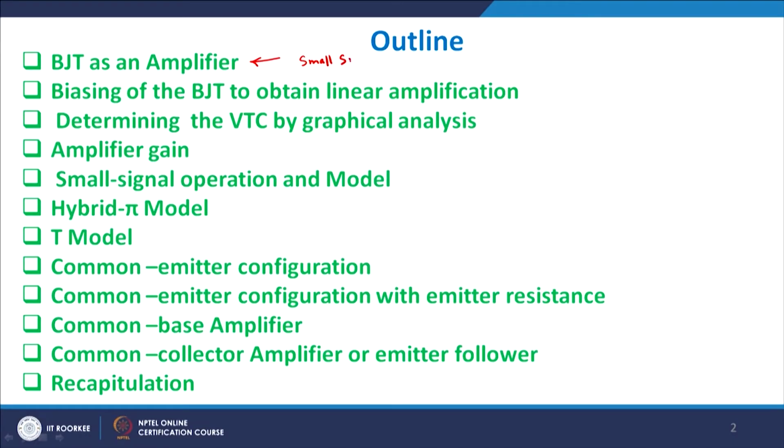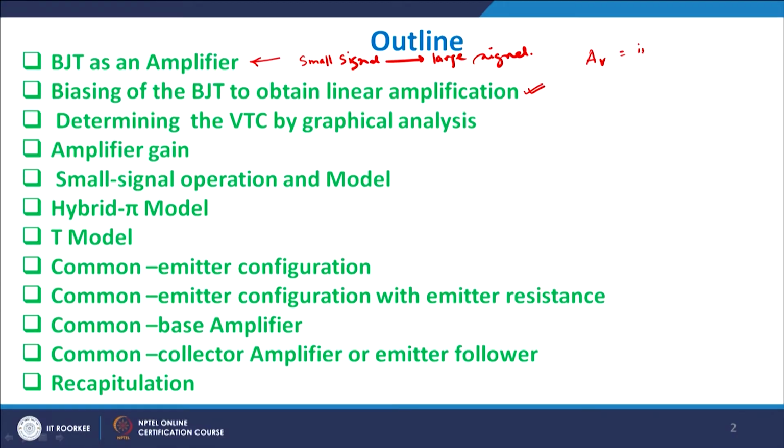So, given a small signal, peak to peak, how can I increase it to a large signal, right? That is what we will be learning in this lecture: given a small peak to peak signal, how do I get a BJT to act as an amplifier and obtain a large signal?